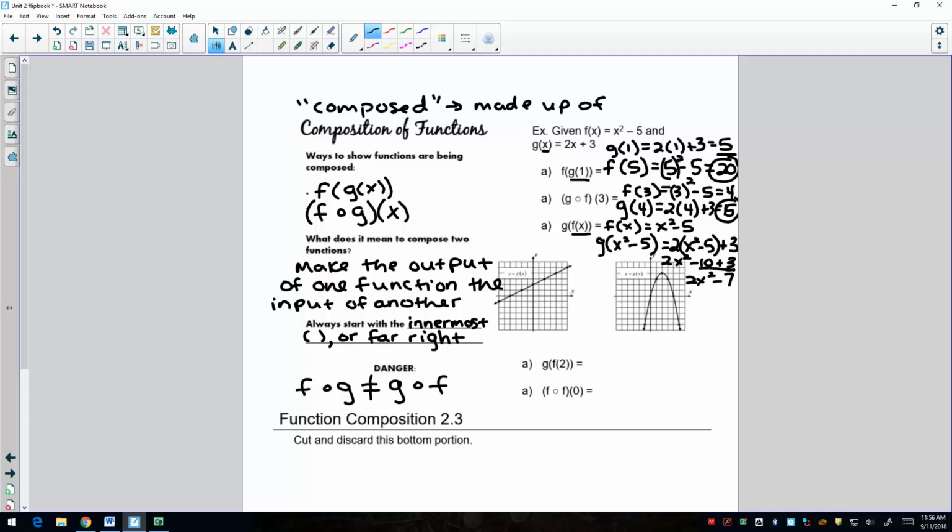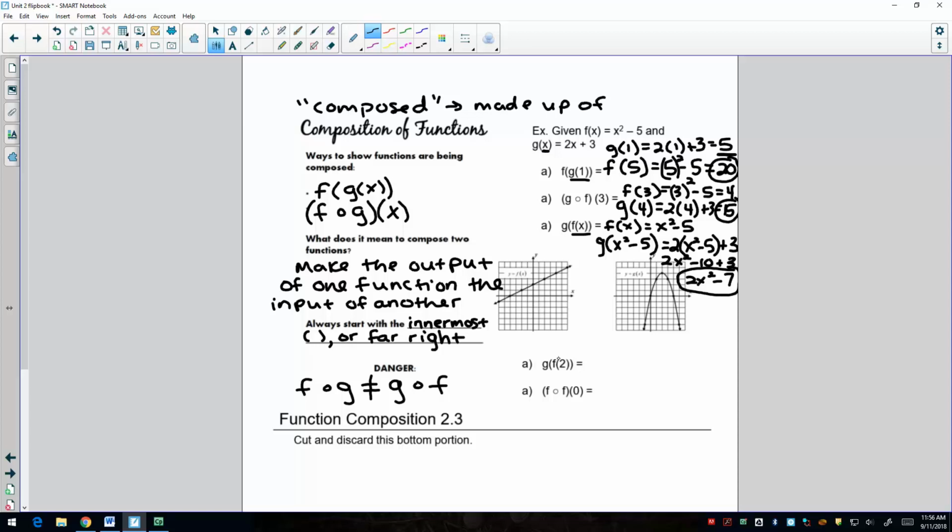That's your final answer. So it gets a little tricky when they have your first input be a letter, like x, but all you do is you plug in whatever they tell you to plug in, and it happens to be x, but we already know what that is. F of x was x squared minus 5. And then we take that output, and it becomes our new input into the second function.